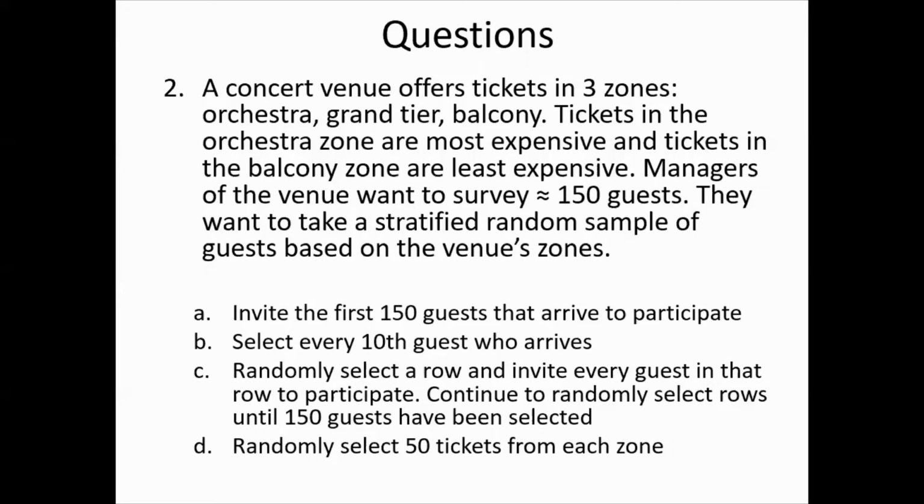They want to take a stratified random sample of guests based on the venue zone. So A, will they invite the first 150 guests that arrive to participate? B, will they select every 10th guest who arrives? C, will they randomly select a row and invite every guest in that row to participate, and then continue to randomly select persons until 150 guests have been selected? Or D, randomly select 50 persons from each zone? What are they going to do?